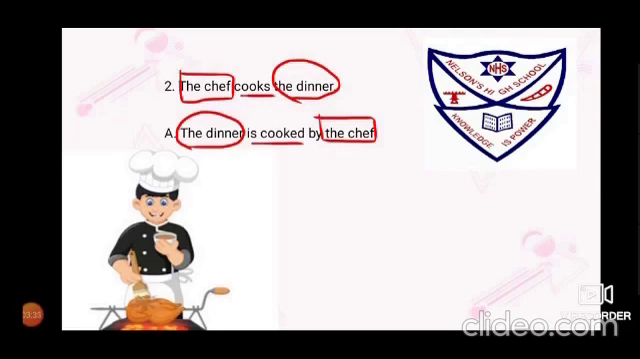Once these 3 things are done, the next thing you have to do is to bring the object ahead. So as I have brought the object ahead, the dinner. Again the verb is in the present tense, cooks. So that will have am, is, are, and the main verb, action verb, will change into the third form, cooked. So the dinner is cooked. Add by, by the chef. You have to take the chef, the subject, at the last.